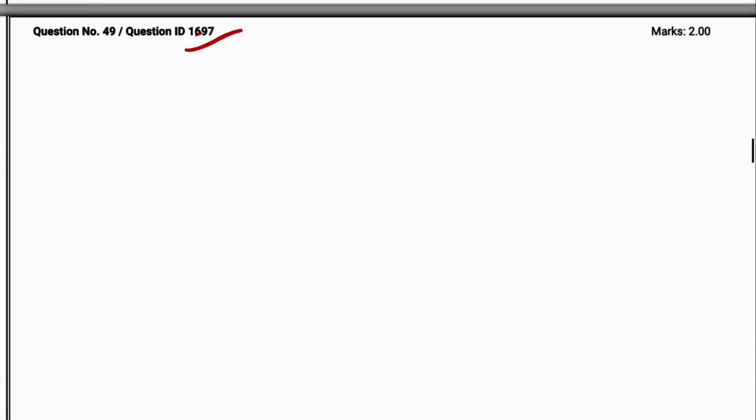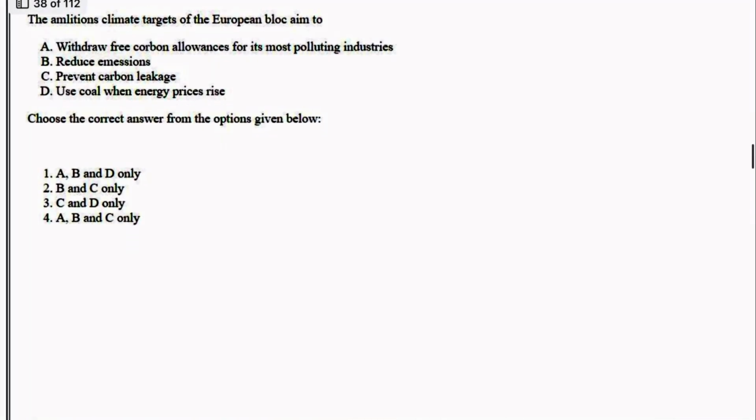Next is 97. The ambitious climate targets of the European bloc aim to withdraw free carbon allowance from its polluting industries. Yes. Reduce emission. Yes. Prevent carbon leakage. Yes. Use coal when energy price rises. No. So ABC only. 4 is the answer.